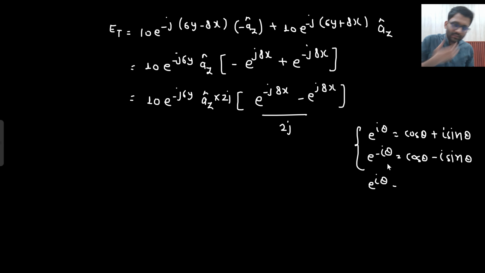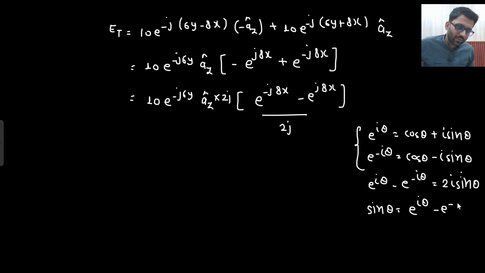e to the power iota theta minus e to the power minus iota theta. That would come out to be 2 iota sin theta. And from here, sin theta is coming out to be e to the power iota theta minus e to the power minus iota theta divided by 2j.